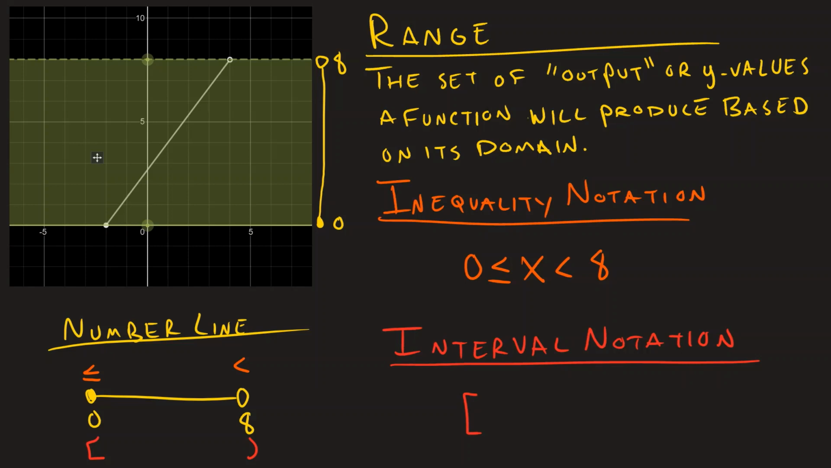So here our range is going to be from 0 to 8 with a bracket for 0 and a parentheses for 8. Now, I hope you guys were paying attention because I made my first mistake of the year. There's going to be plenty of them. See, the range is the set of y values, so when you describe them, you have to use y instead of x. So now we have found the range of our function in both inequality and interval notation using the right variables this time. Alright, let's look at our next example.